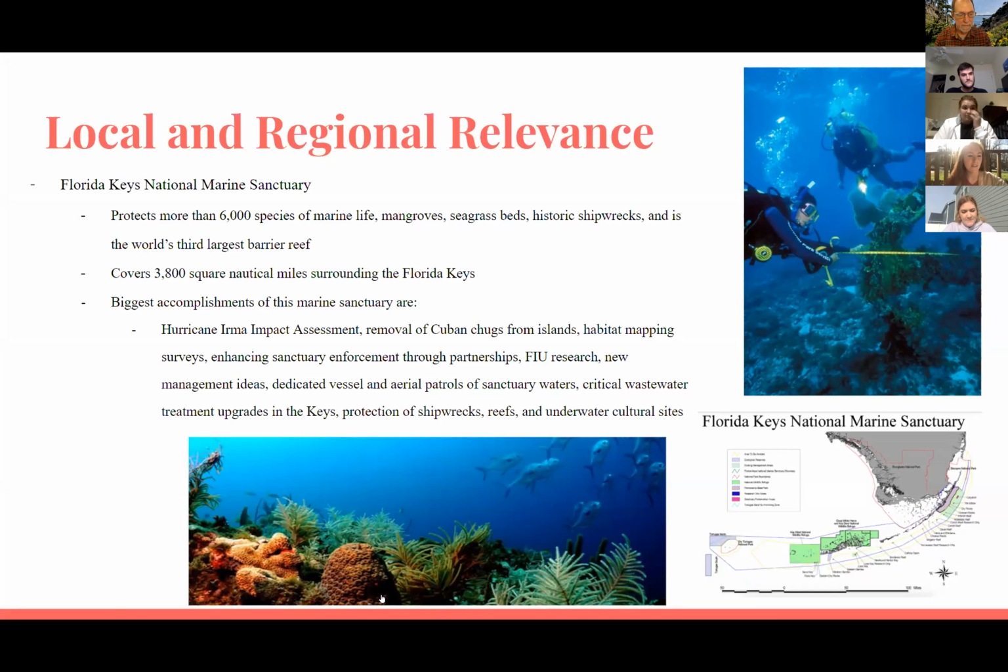This MPA covers about 3,800 square nautical miles surrounding the Florida Keys, and some of the biggest accomplishments of this marine sanctuary include Hurricane Irma's impact assessment, the removal of Cuban chugs from islands, habitat mapping surveys, enhancing sanctuary enforcement through partnerships, FIU research, new management ideas, dedicated vessels and aerial patrols of sanctuary waters, and critical wastewater treatment upgrades. You can go ahead to the next slide.